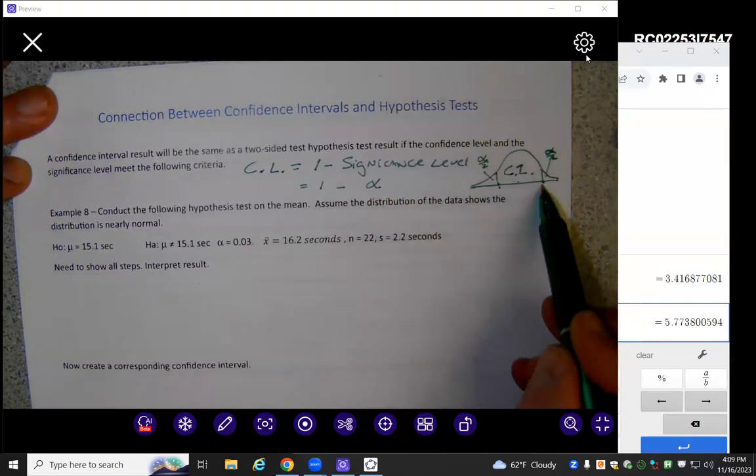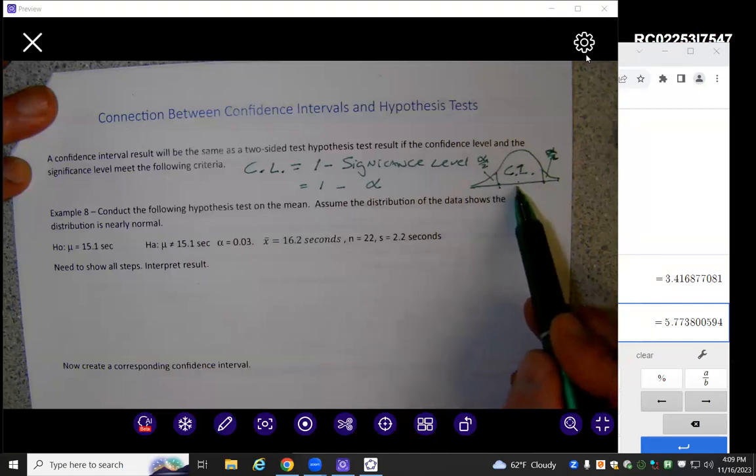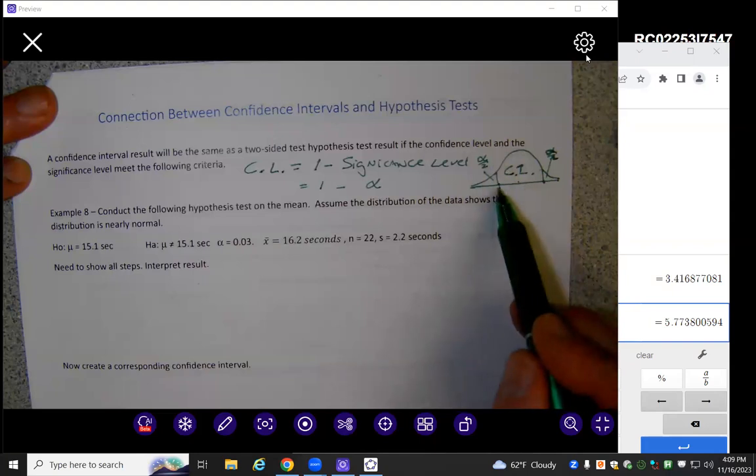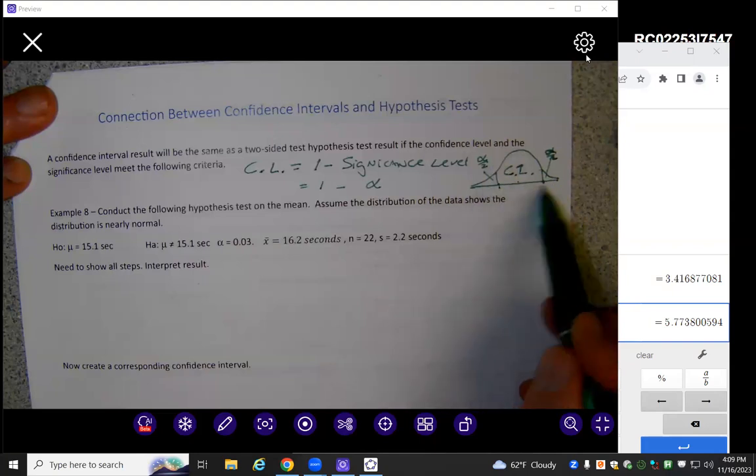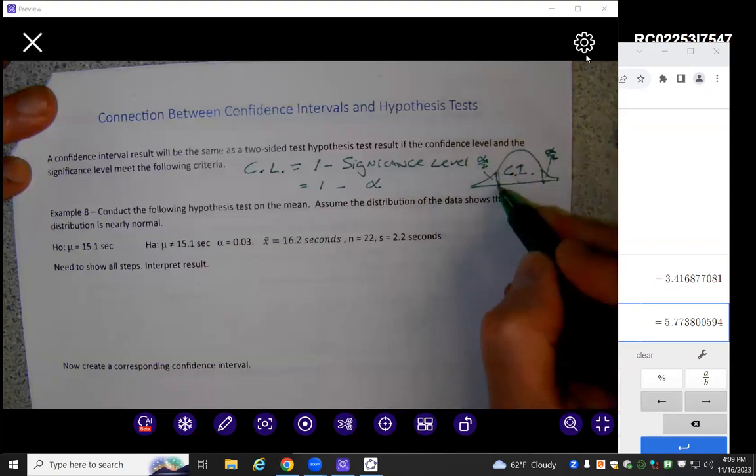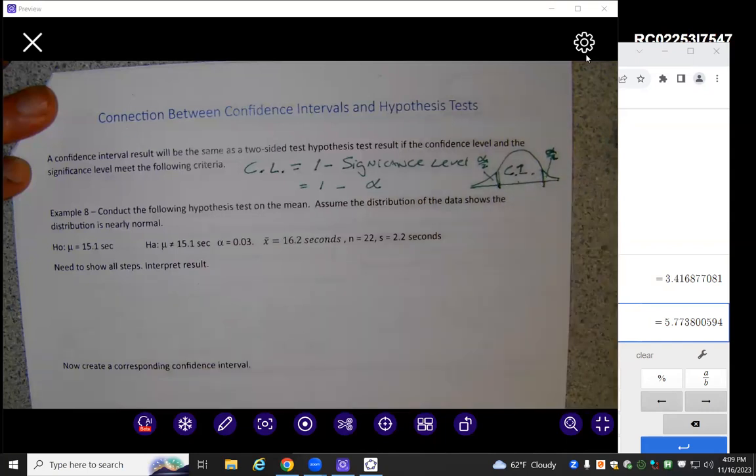So it turns out that if I'm doing a confidence interval, I'm looking towards the middle, but if I'm doing a hypothesis test, I'm looking out. But this edge right here is the same for both. So that means that both results will come out exactly the same. Obviously the numbers will not, but the final result will be.